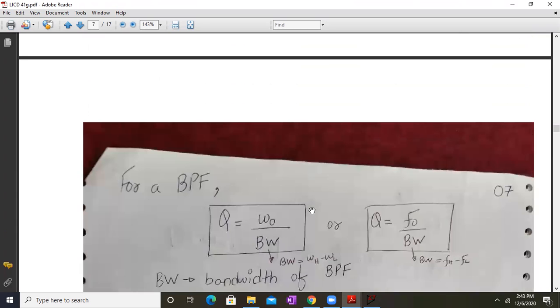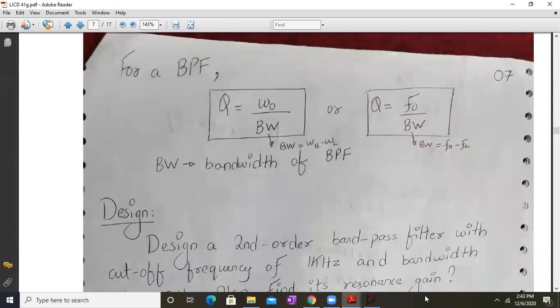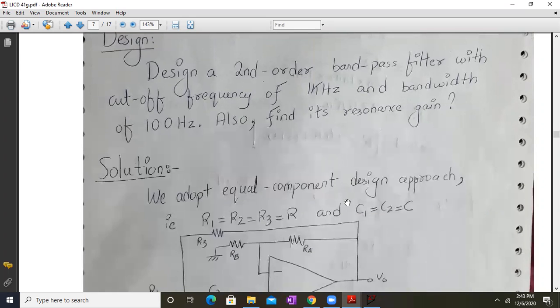Okay. So for a bandpass filter, your quality factor is given by omega naught upon bandwidth. So your quality factor over here is given by f naught divided by bandwidth, which is omega h minus omega l. Now let us see the design. We'll design a second order bandpass filter with a cutoff frequency of 1 kilohertz and a bandwidth of 100 hertz, and also find the resonant gain. So this is the design statement given.